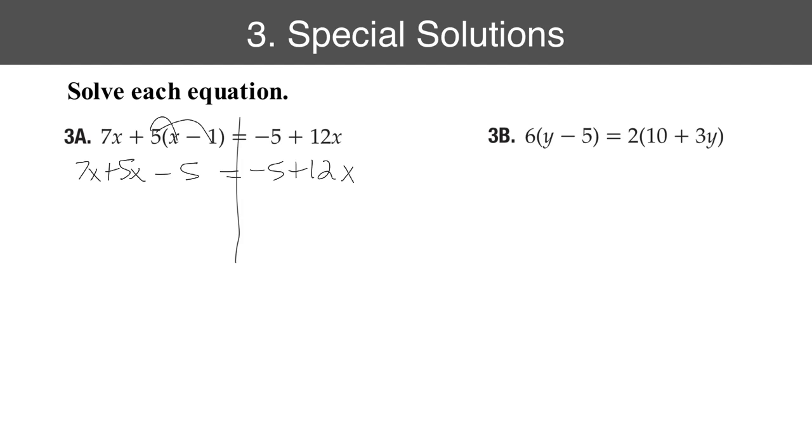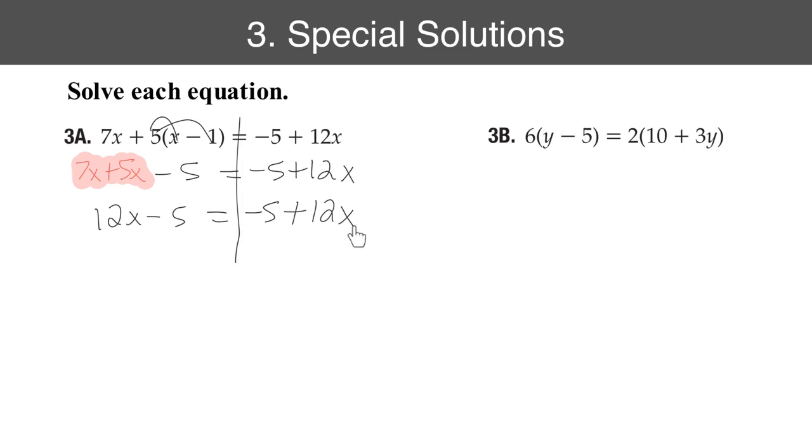Then I'm going to combine some like terms over here on the left. So I have a 7x and a 5x. Because they're both x's, I can just put those together. So 7 plus 5 gives me 12. So I get 12x minus 5 equals negative 5 plus 12x. Now some of you can already see what's about to happen right here. But if you can't, just keep solving.